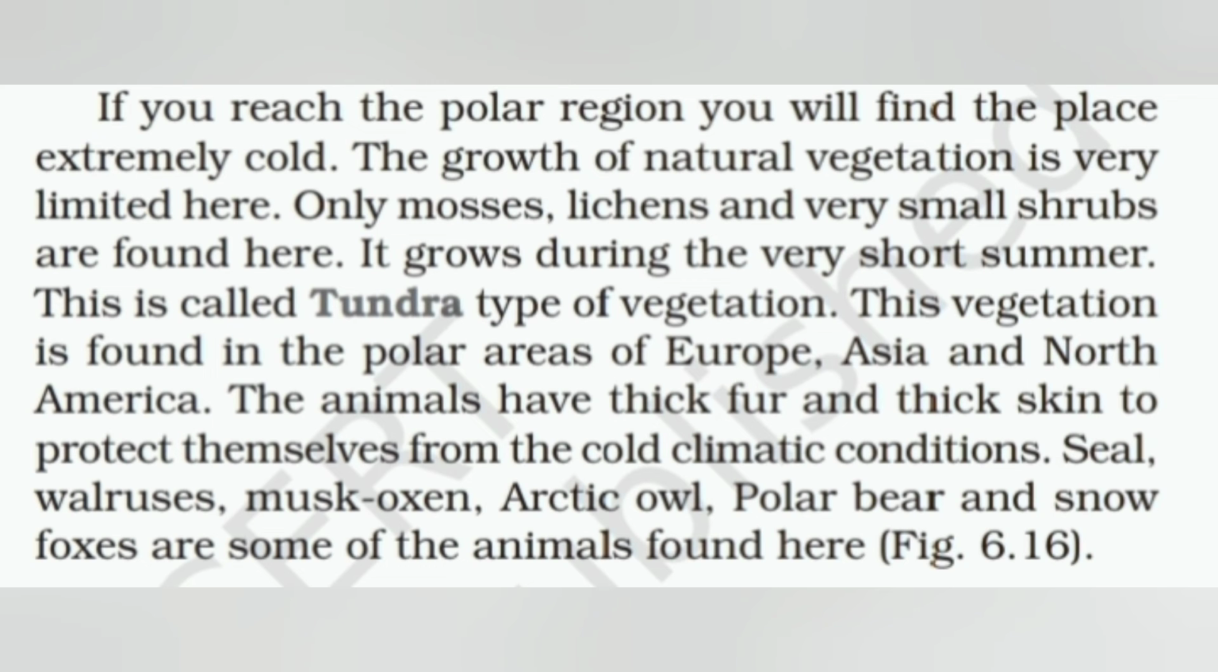If you reach the polar region, you will find the place extremely cold. The growth of natural vegetation is very limited here. Only mosses, lichens, and very small shrubs are found here. It grows during the very short summer. This is called tundra type of vegetation. This vegetation is found in the polar areas of Europe, Asia, and North America.